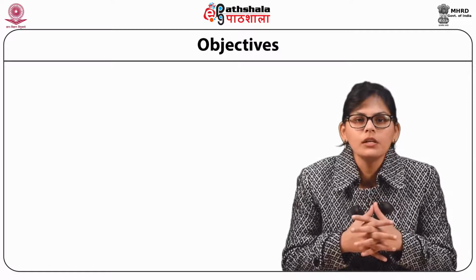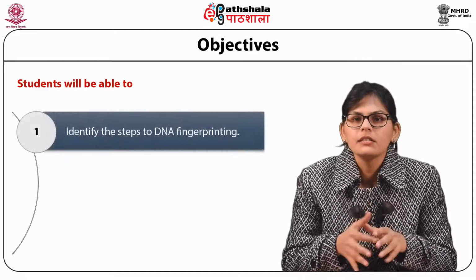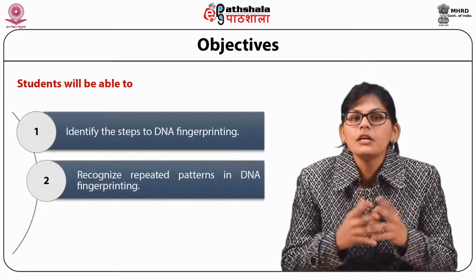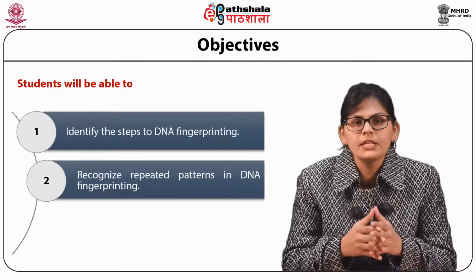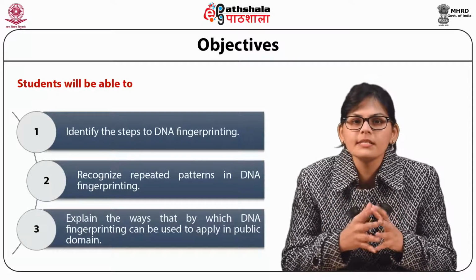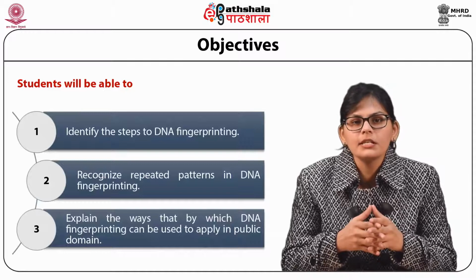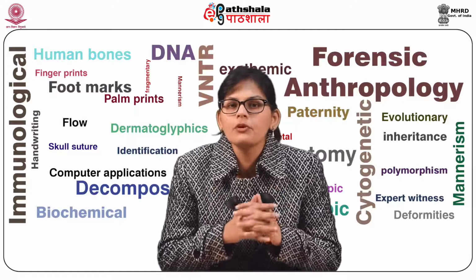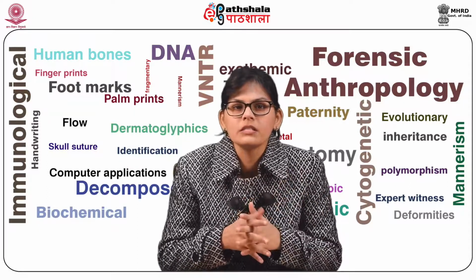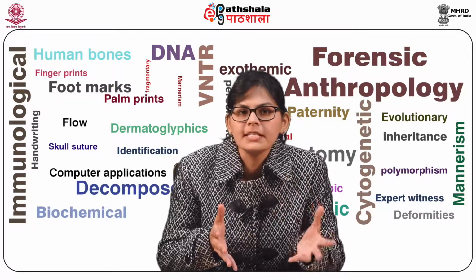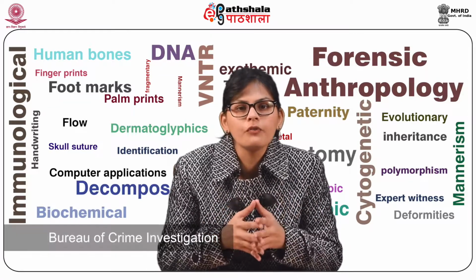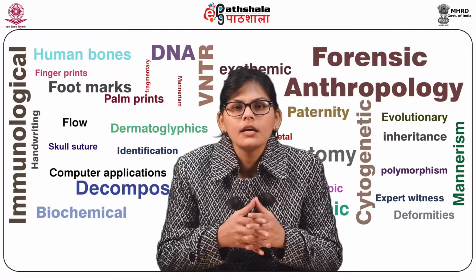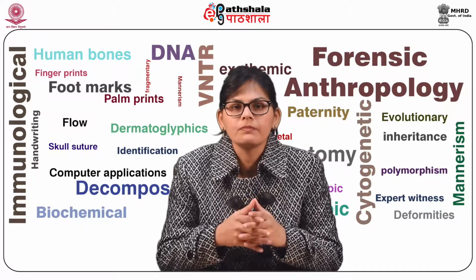After studying this module, you will be able to identify the steps to DNA fingerprinting. You will be able to recognize repeated patterns in DNA fingerprinting and explain the ways by which DNA fingerprint can be applied in the public domain. Students will be able to match the unknown DNA fingerprints to the recorded or suspected DNA fingerprint in the Bureau of Crime Investigation or in police investigation or in concealing the personal identification.